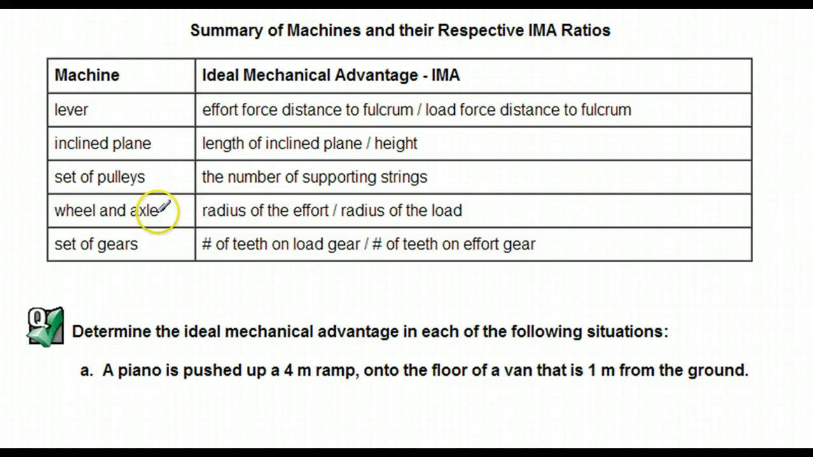But wheel and axle, radius of the effort, so that's the wheel, and divided by radius of the load, which is the axle. And then if we have a set of gears that are grinding, the number of teeth on the load gear, the one that's controlling or moving, to try and get the effort one going.